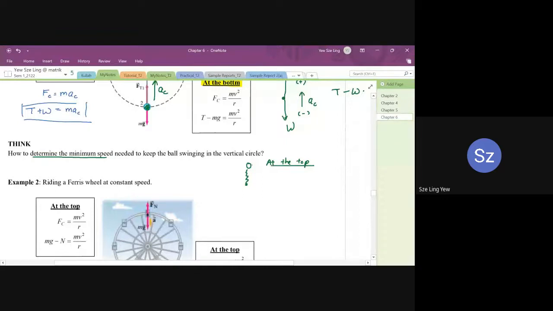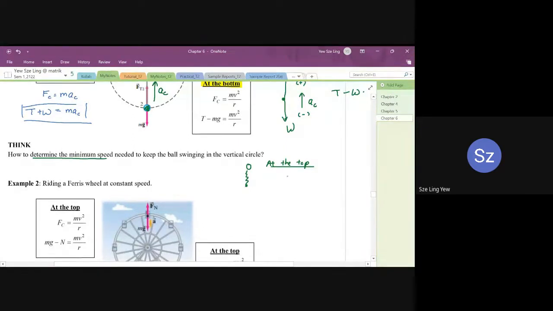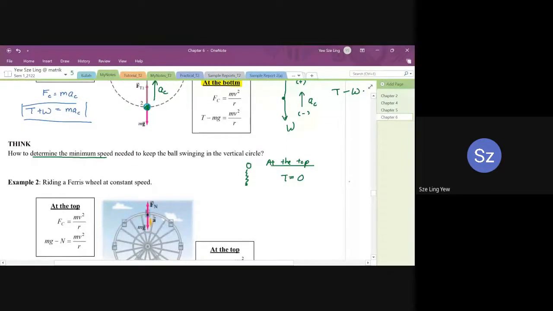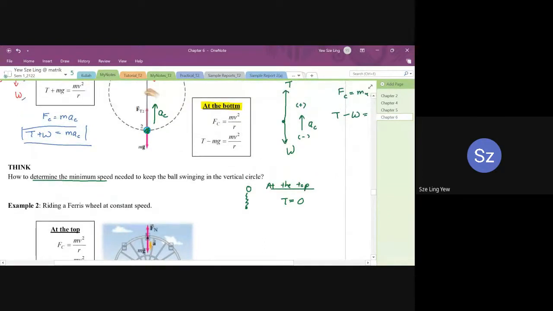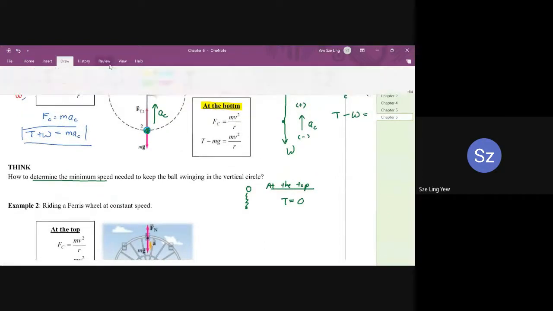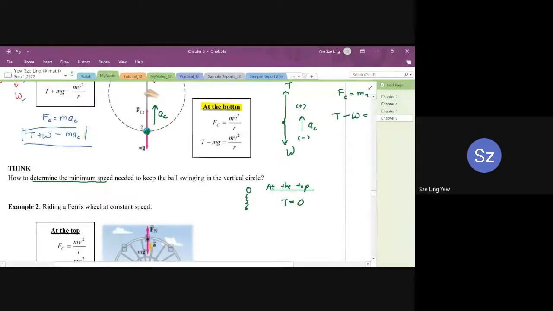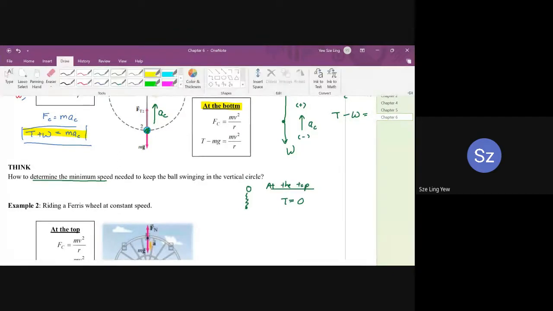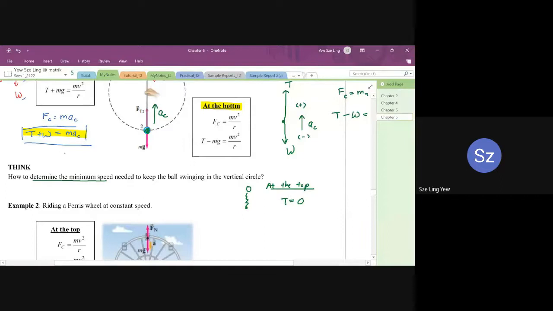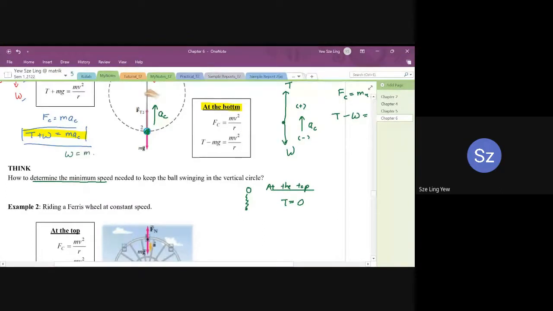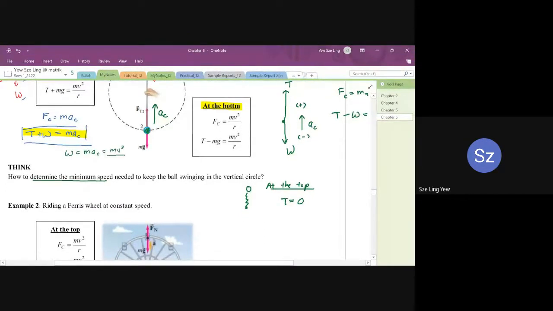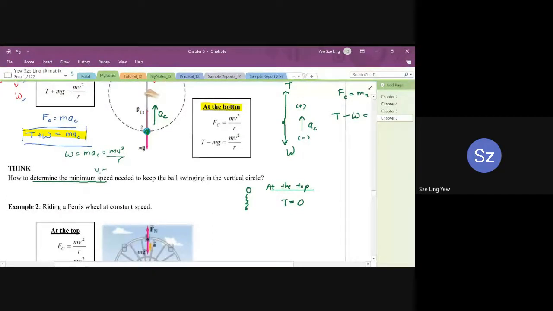So if it doesn't have enough speed to keep it moving in a circular motion, then the string will become loose. So when it becomes loose, what happens? We assume T equals 0. So from here, you can then determine the minimum speed. When the object is at the top, we have T plus W equals mg, equals m a_c, sorry. Okay, so if T equals 0, then W equals m a_c, which equals mv squared over r. So from here, you rearrange, and you can then get the value for v minimum.